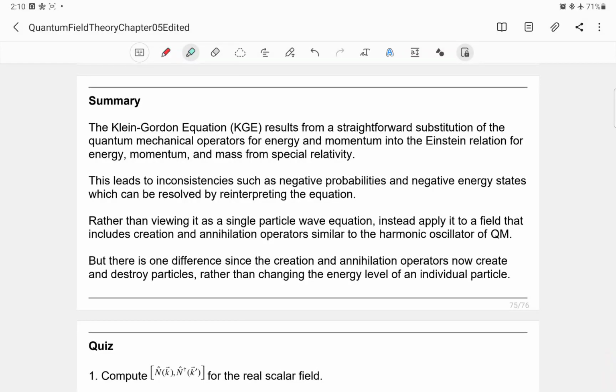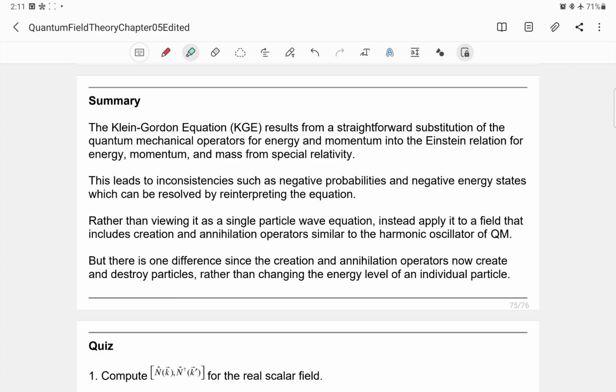The Klein-Gordon equation (KGE) results from a straightforward substitution of the quantum mechanical operators for energy and momentum into Einstein's relation for the energy, momentum, and mass relationship from special relativity. And this leads to inconsistencies like negative probabilities and negative energy states. And these were resolved by reinterpreting the equation.